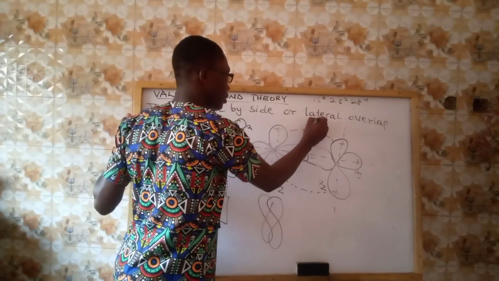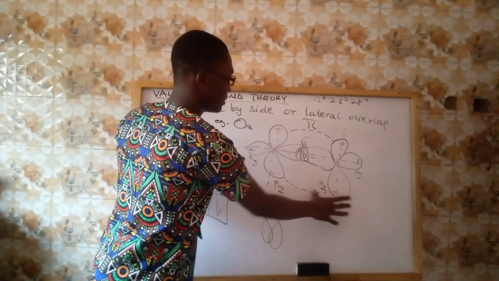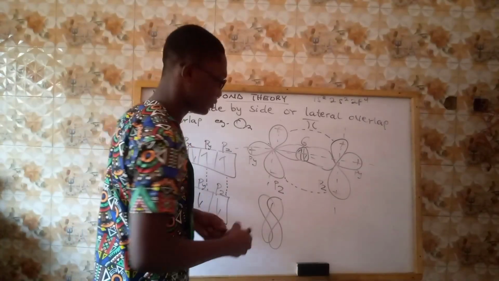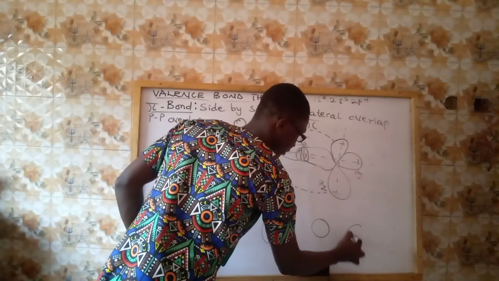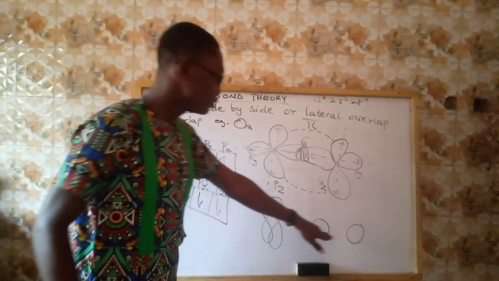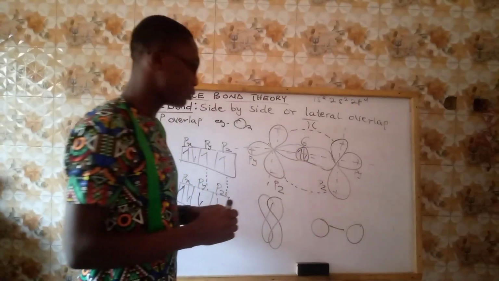So you have a pi bond here between the pz orbitals that will overlap. So it means that for oxygen, we have two atoms of oxygen, and we have one bond here.